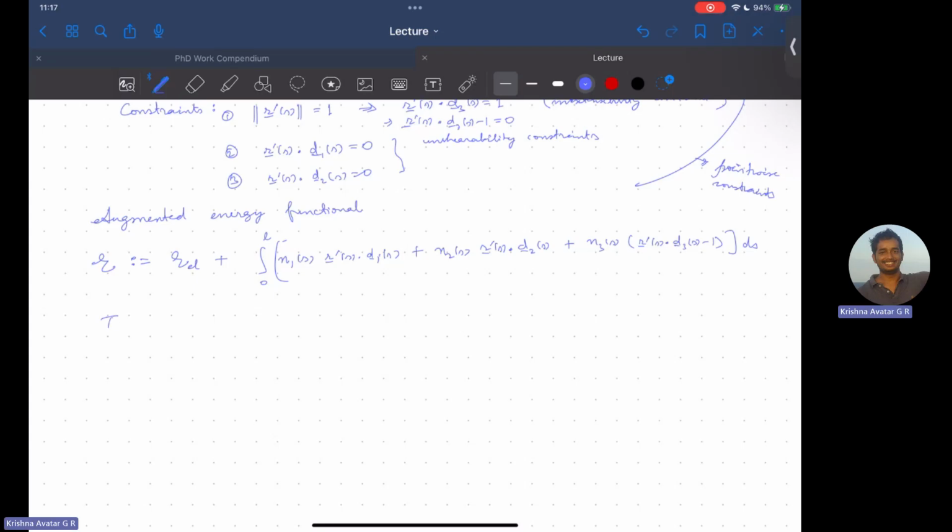So when we take the first variation, of course, we also have to add some mechanical loading. So this was just the elastic energy plus the constraints. We can add more energy, like the external loading energies, external loads.